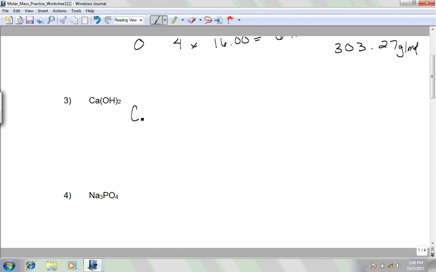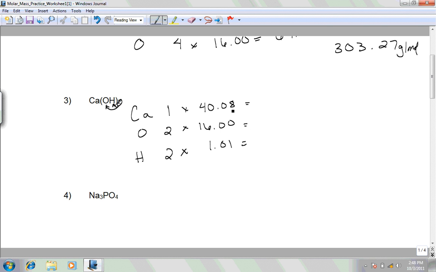So we have calcium for number 3, oxygen, and hydrogen. We have 1 calcium. Notice this 2. That 2 only goes to the oxygen and hydrogen. It only goes to what's inside the parentheses. So we have 2 oxygens and 2 hydrogens. Looking on the periodic table, you find that calcium is 40.08, oxygen is 16.00, and hydrogen is 1.01.